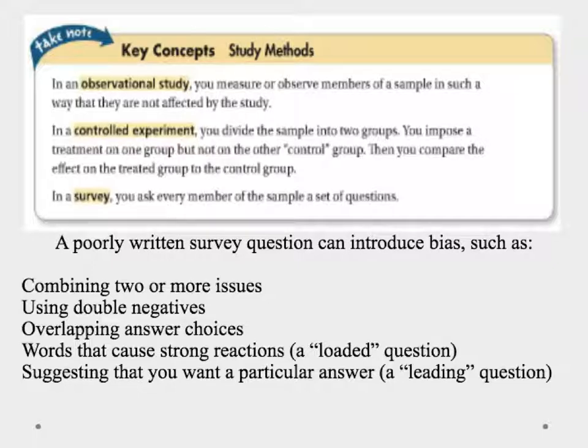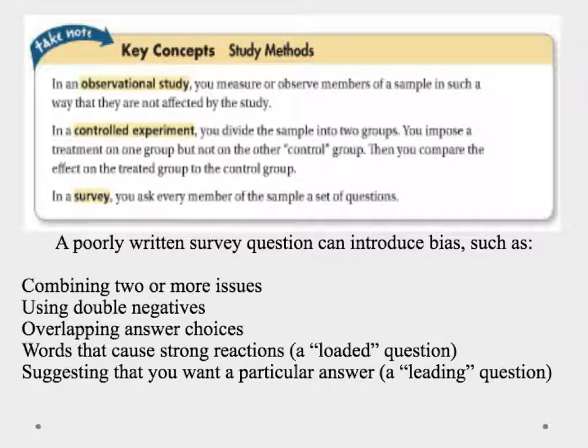In a controlled experiment, you divide the sample into two groups. You impose a treatment on one group, but not on the other control group. Then you compare the effect on the treated group to the control group. So in that one, you are very much hands-on. You're manipulating what's going to happen. You're forcing, or hoping to force, two different sets of results so that you can compare them later. And then the last one, it says in a survey, you ask every member of the sample a set of questions.